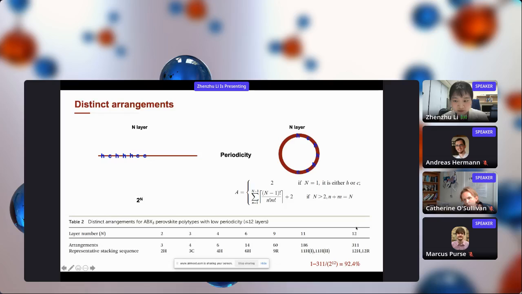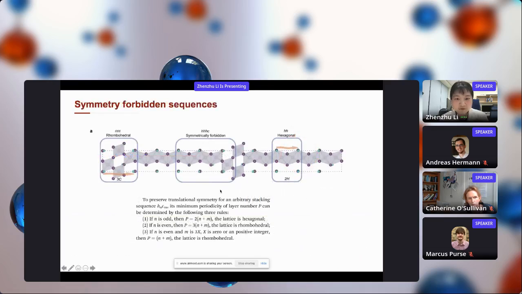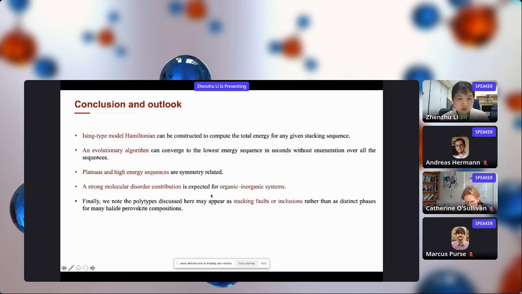Let's take a look at the 12th layer. The total number of distinct arrangements is shrunk by over 19%. Another feature of polytypes is their symmetrically forbidden sequences, which is the result of the mismatch between the different counts of the H and C layers. And then we also give the following rules to determine the minimum periodicity of the layer number for different stacking sequences. And this is pretty much what I'm going to talk about today.